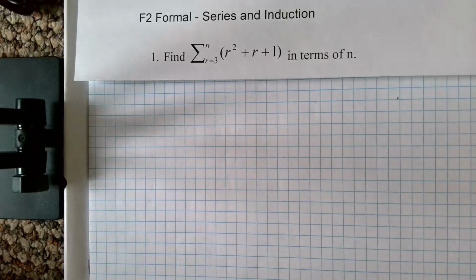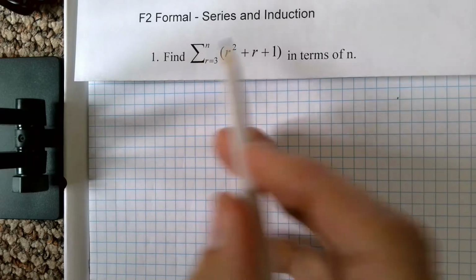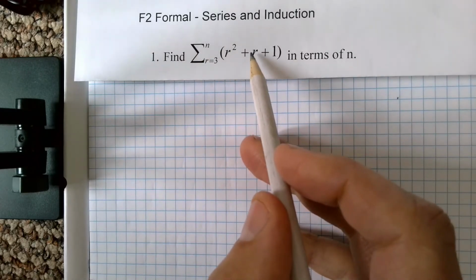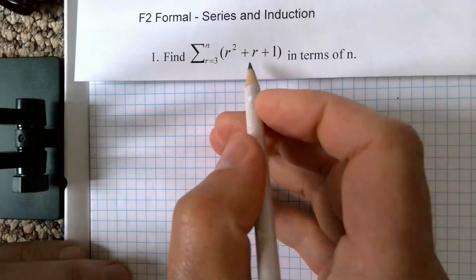Okay, this is a series question. It's from our formal homework. So let's take a wee look. We need to find the sum between 3 and n of r squared plus r plus 1. So I'm going to split that up into its 3 different parts.